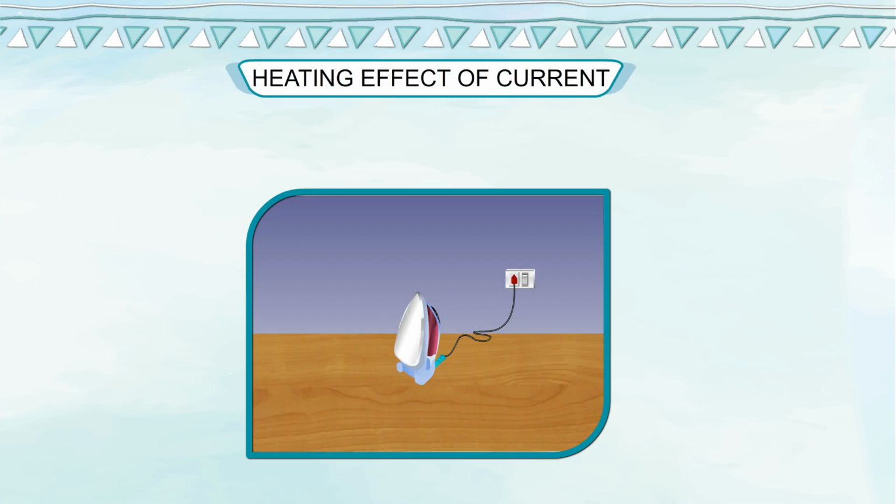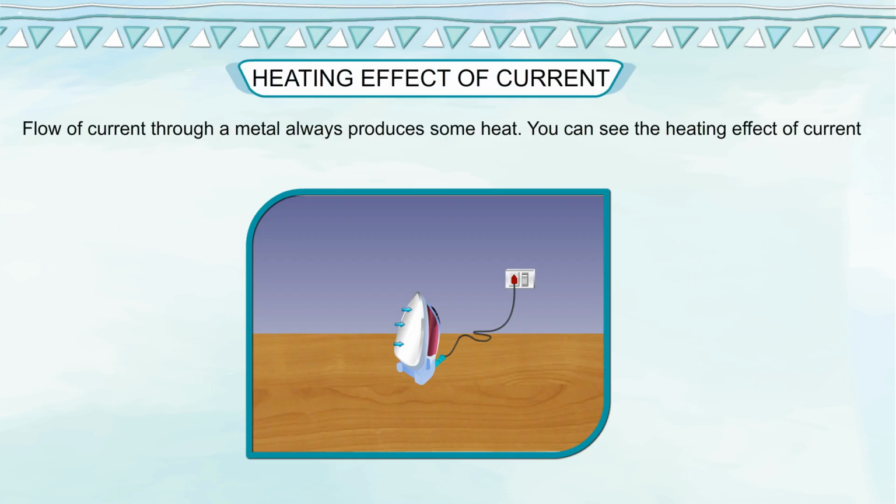Heating effect of current. Flow of current through a metal always produces some heat. You can see the heating effect of current in an electric iron.